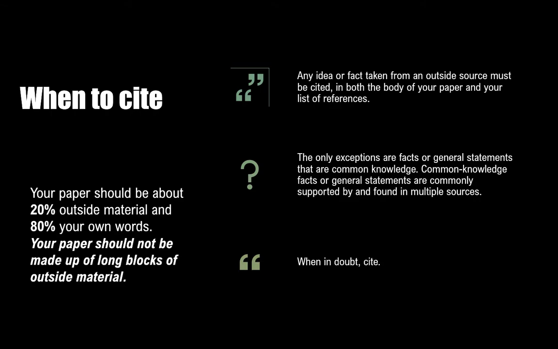So another thing you should look at is your paper should be about 20% outside material and 80% your own words. In other words, quoting, paraphrasing, that kind of stuff, about 20%. And 80% of it should be your own analysis. You telling me, why is that quote important? Why is this piece of information important? How does this support my argument? Your paper should not be made up of long blocks of quote. I don't want to see just like quote, quote, quote, quote, paraphrase. Like I don't want to see just outside information. If I wanted to go read those sources, again, I would do that. I want to read what you have to say. I want to see your critical thinking.